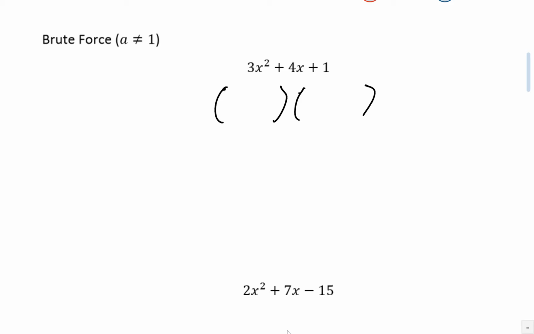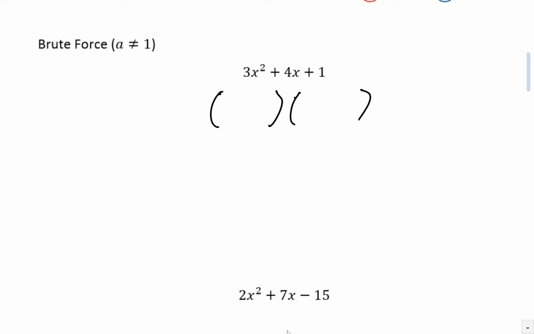There's 4 slots in these binomials. You have the first slot in each binomial. We know it has to multiply to the first term. And then the second slot in each binomial has to multiply to the last term. Now that middle term is the inside and outside part of FOIL. So we're going to have to, again, try the different possibilities here.